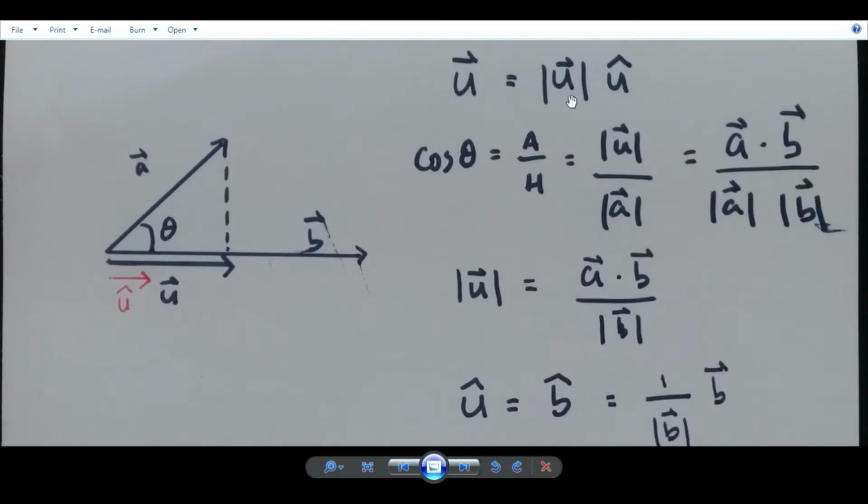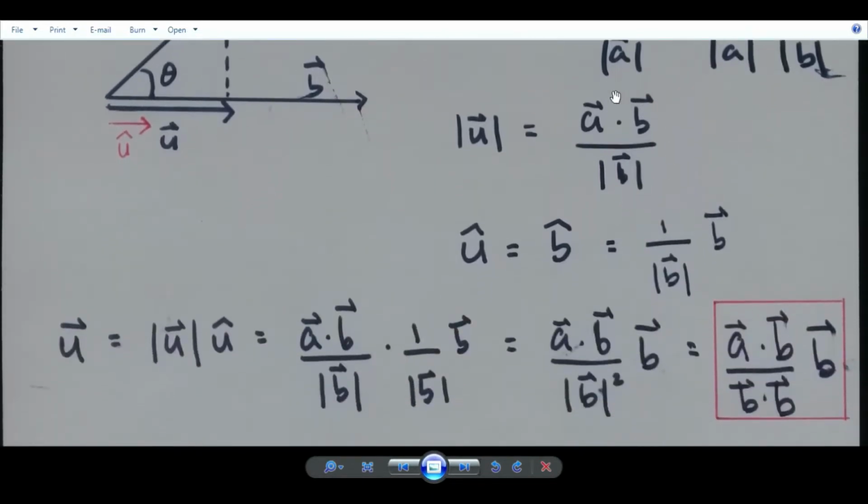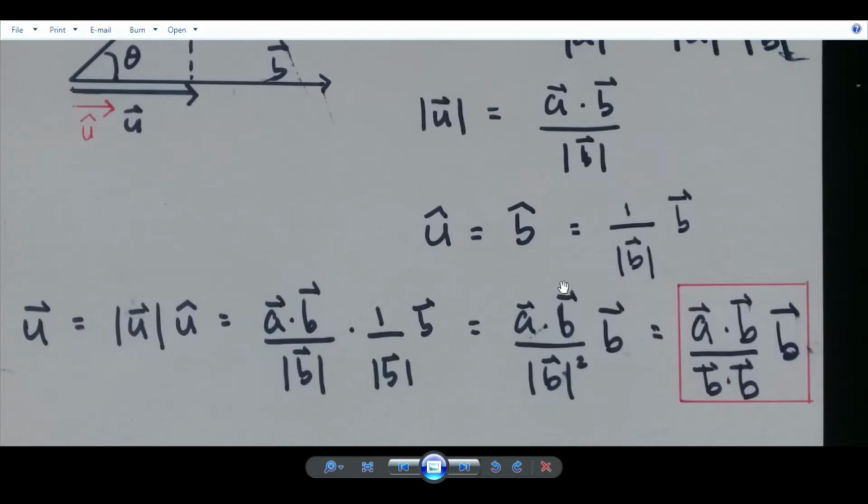So I've got the magnitude of U, and I've got the unit vector of U. And I can now combine these two parts together. So I'm going to put this multiplied by that, or down here I've written it, this times this. Now I'm going to have a magnitude of B squared on the bottom, and I'm going to have A dot B on the top, and all that multiplied by vector B. So that's here. And there's one last thing I can think about: if I do vector B dotted with itself, that equals the magnitude of B squared.